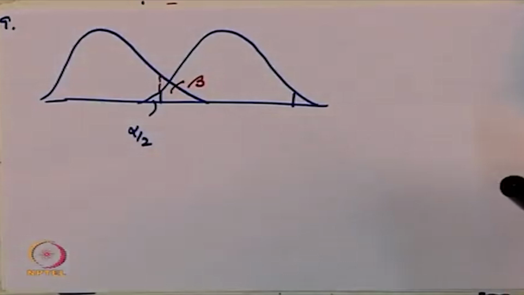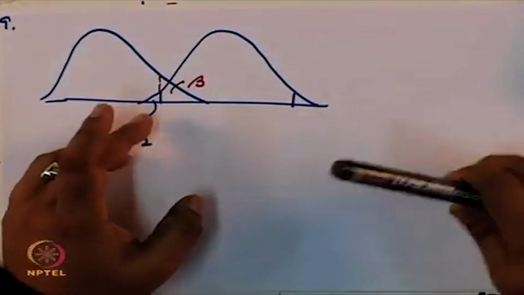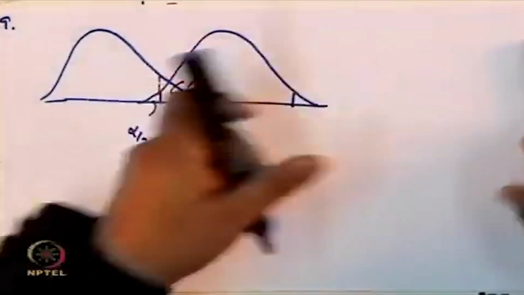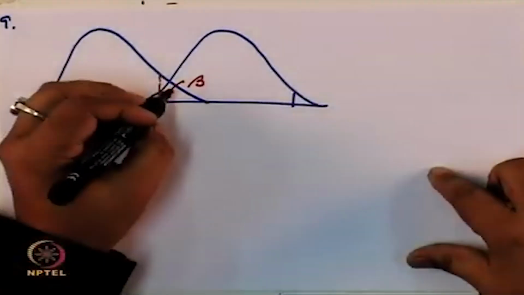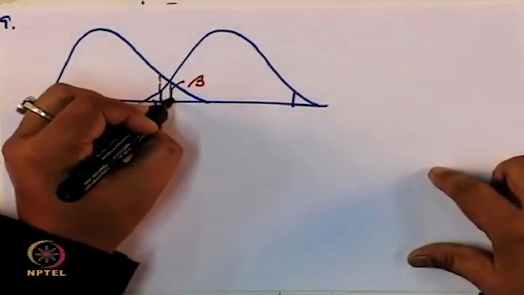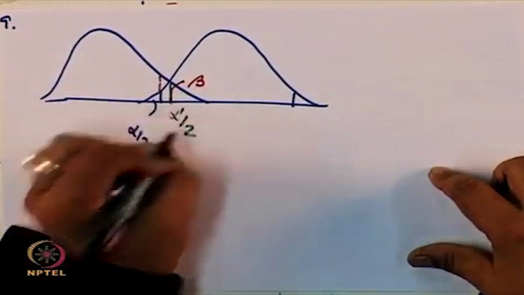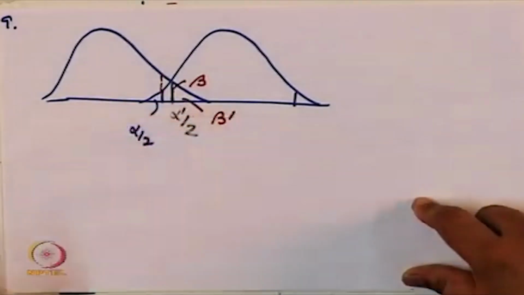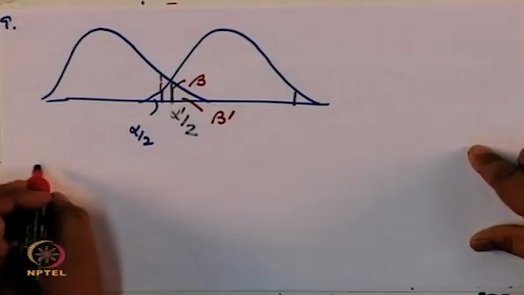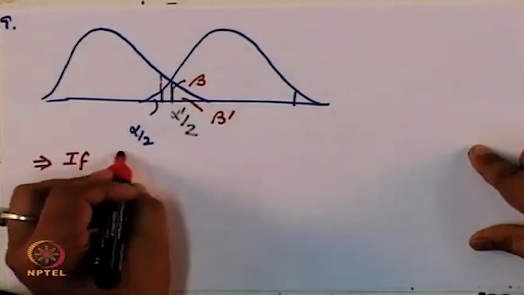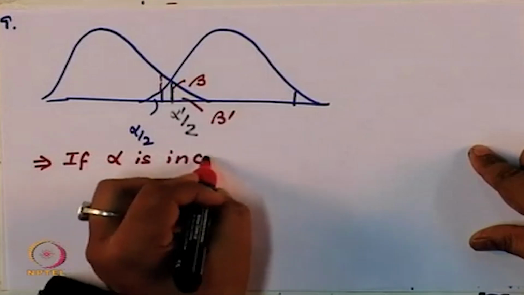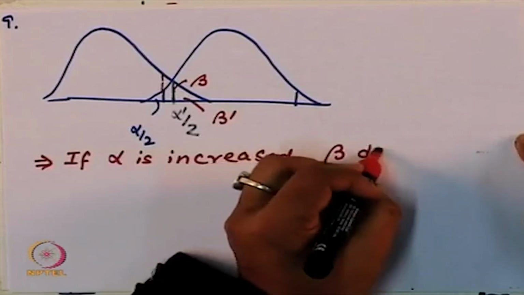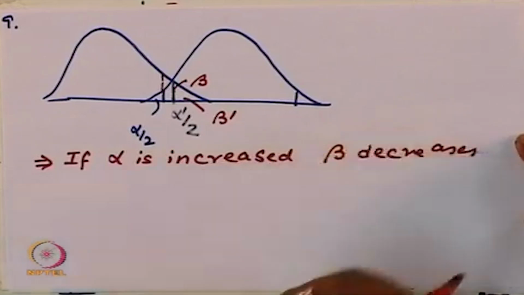Are alpha and beta linked by any choice? What you can clearly see from this curve is, if I increase my alpha, so let us say if I had chosen alpha prime equal to this, let us say this is my alpha prime by 2, then correspondingly this area is going to be beta prime. So this implies that if alpha is increased, beta decreases.